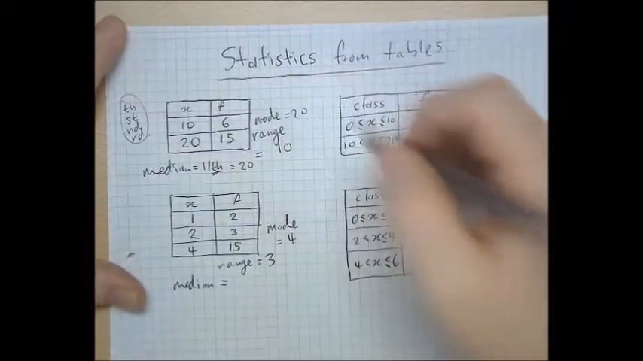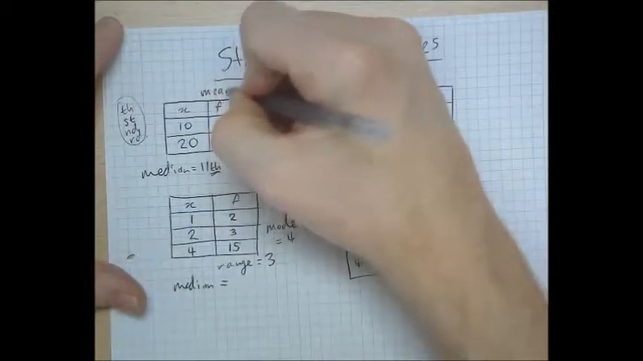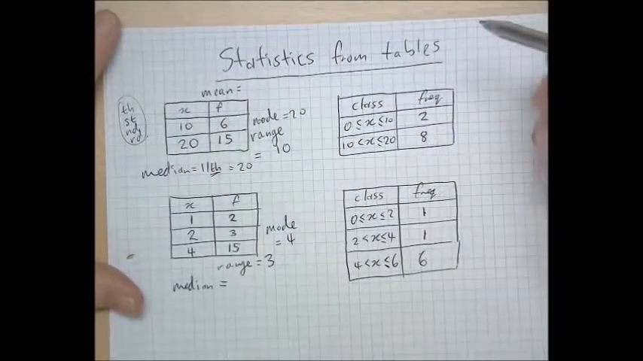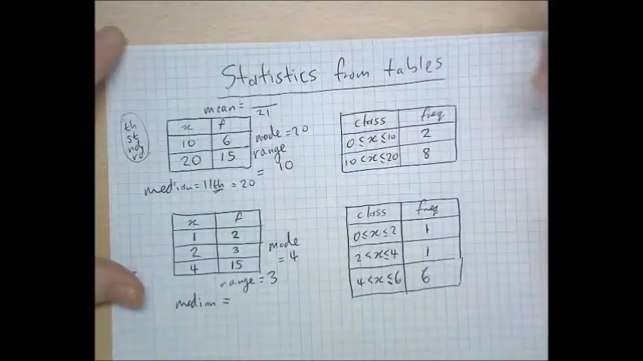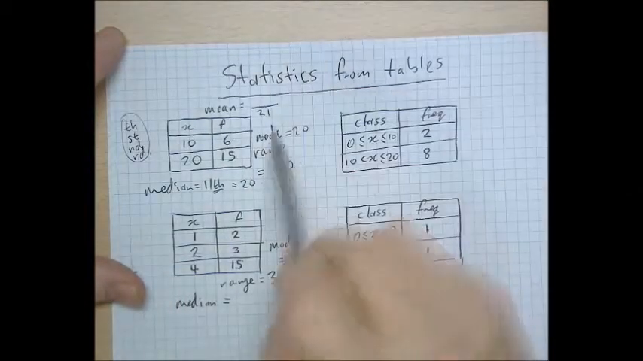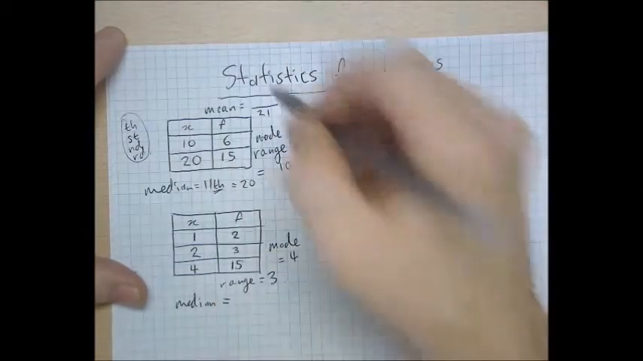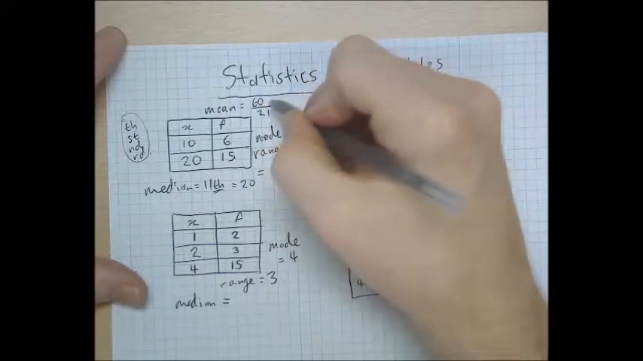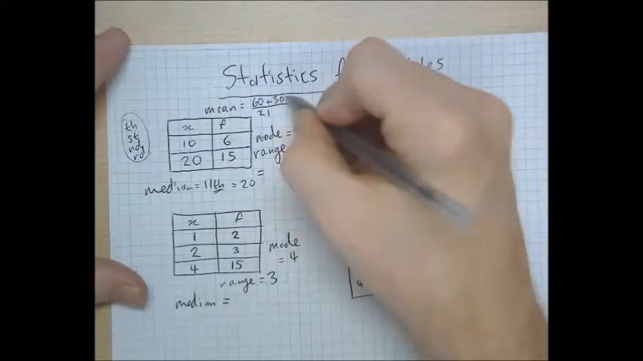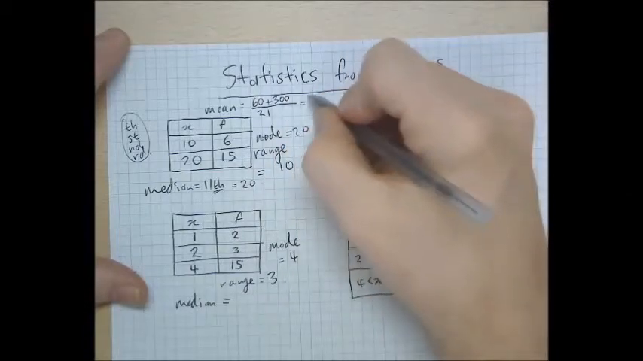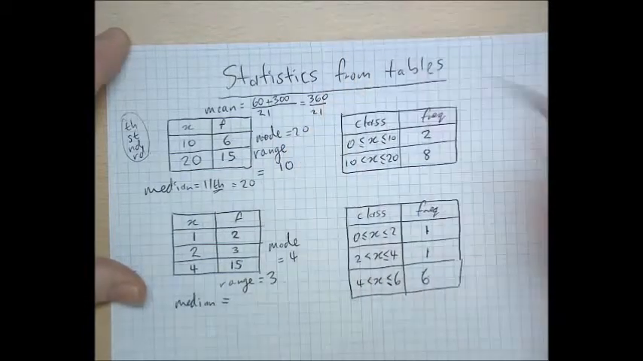And finally, the mean. Now remember, the mean is all the numbers added up divided by how many there are. So we're going to divide by 21. What are the numbers add up to? We'll do it in subtotals. There are 6 10s, so they add up to 60. And there are 15 20s that add up to 300. So the mean is 360 over 21, which you then do on a calculator.